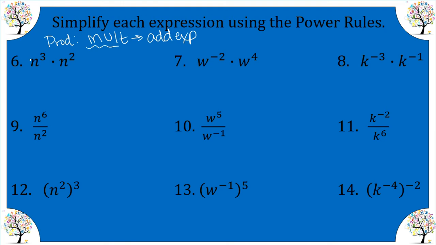So number 6, we have two factors that are the same, and we can simplify by writing it as one factor.